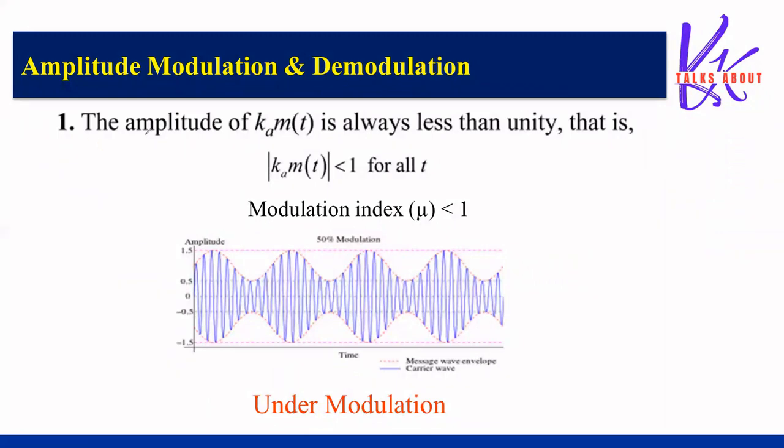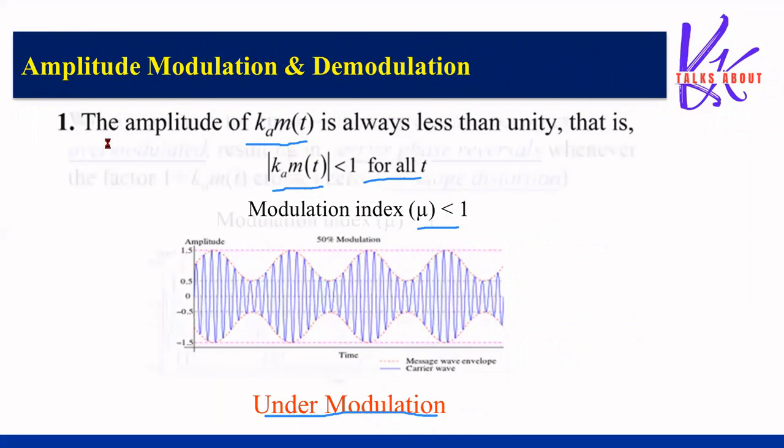As we have said, Ka is the amplitude sensitivity. When we measure the modulation index, that is the amplitude of Ka m(t), if it is always less than unity, that is |Ka m(t)| is less than 1 for all values of t, or in other words your modulation index Ka Am is less than 1, then the modulation is called under modulation.